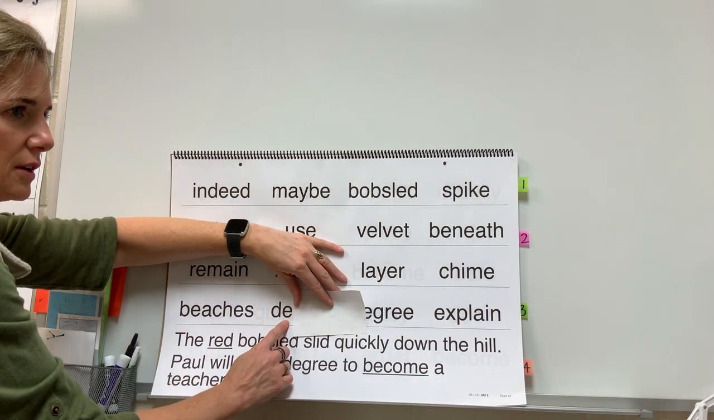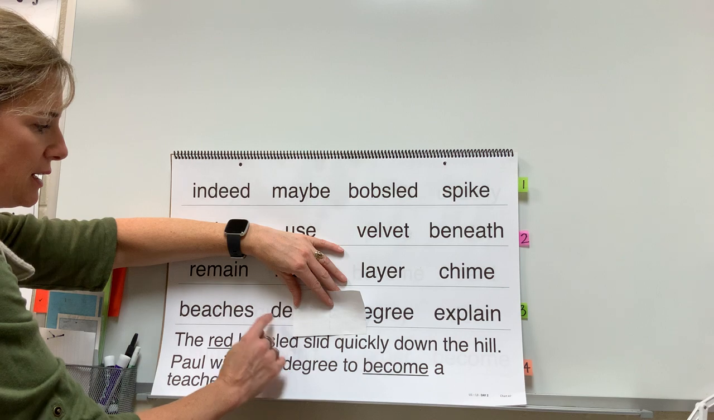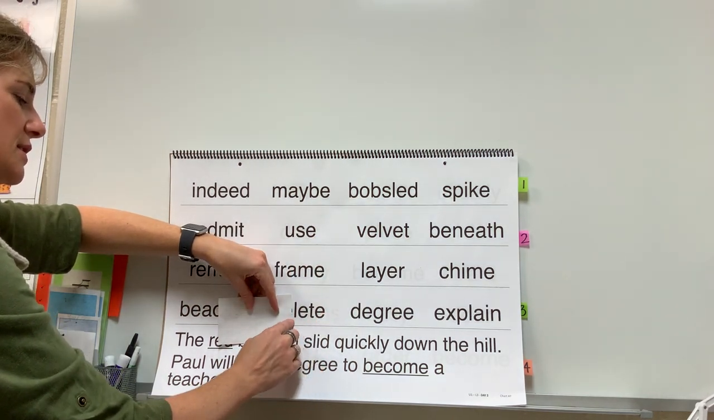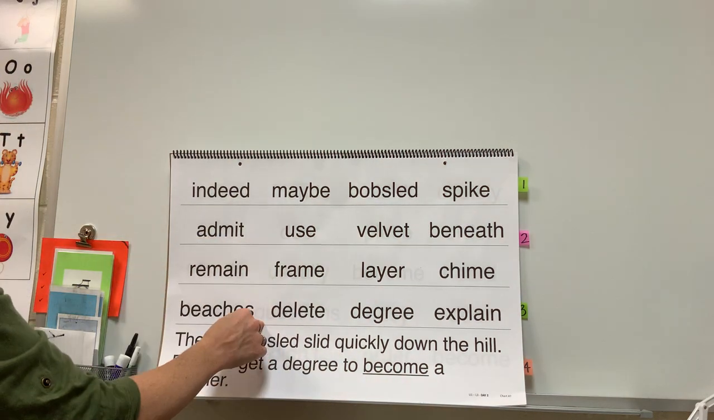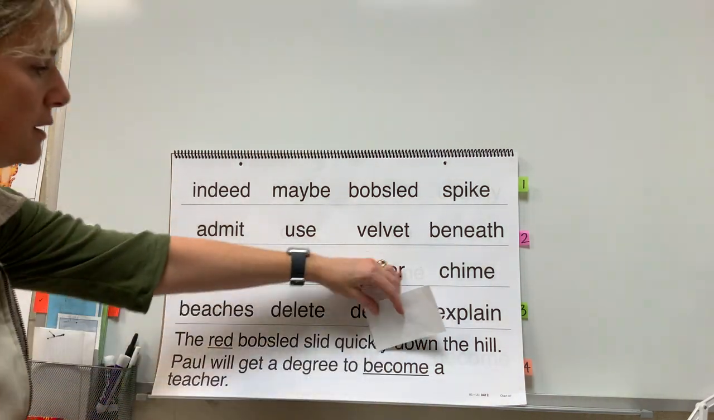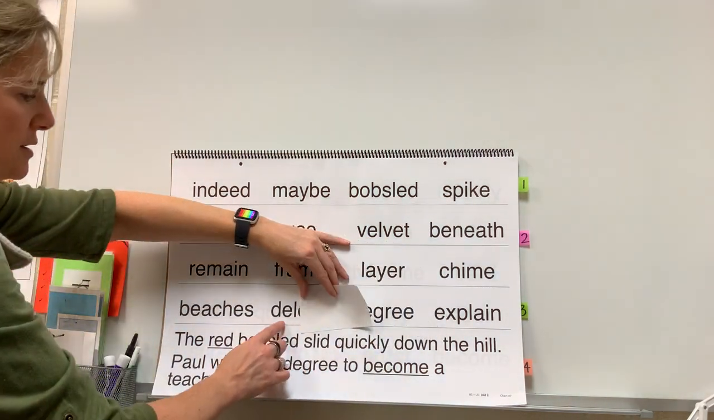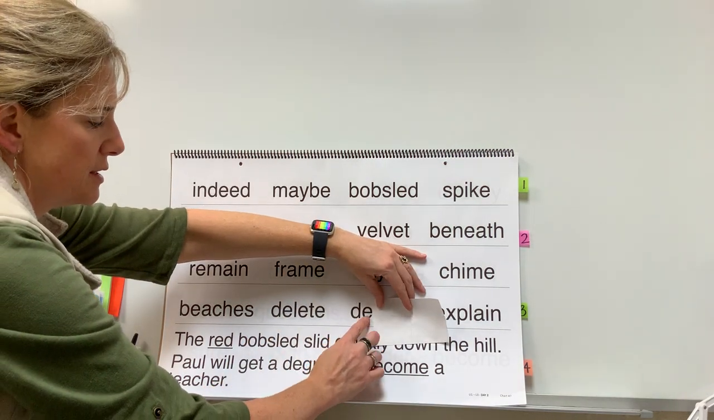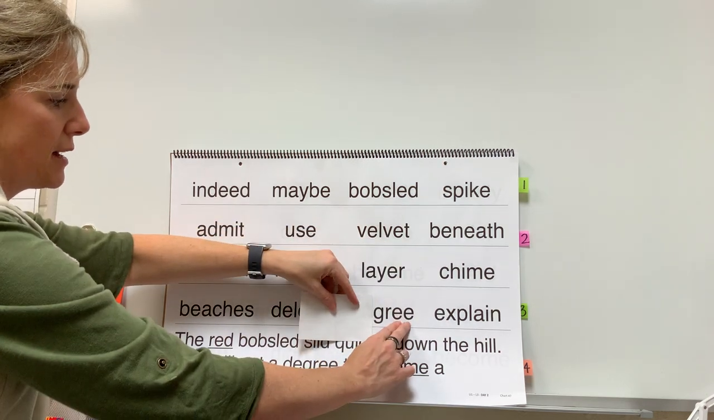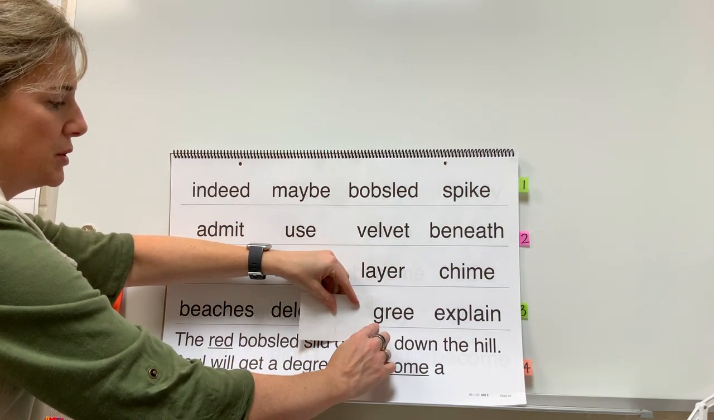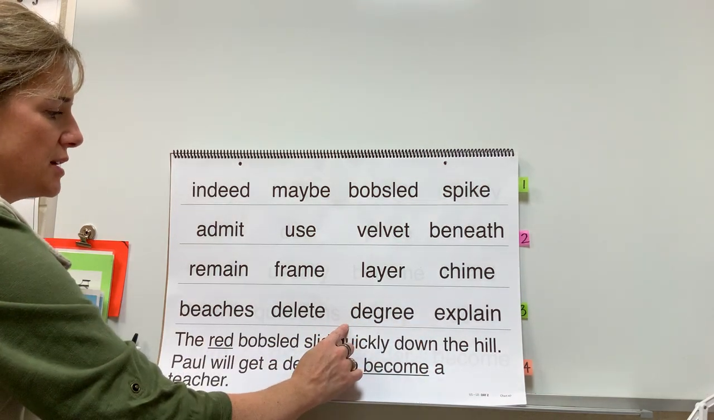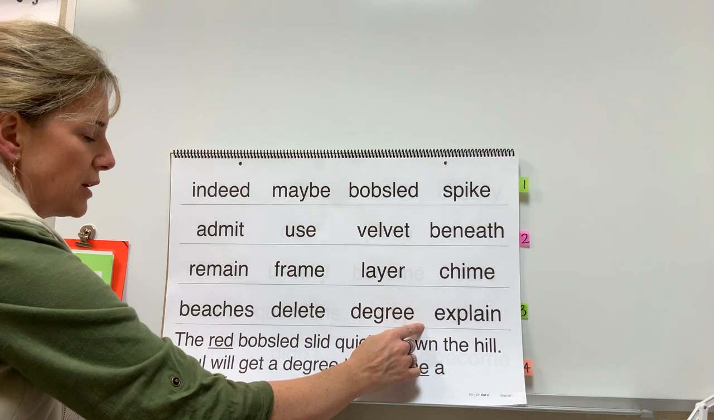Open syllable with a long E, so sound, E, syllable, de. Sound, E, syllable, leet. Blend, de, leet. Word, delete. This one also has the same open syllable. Sound, E, syllable, de. Sound, E, syllable, gree. Blend, de, gree. Word, degree.